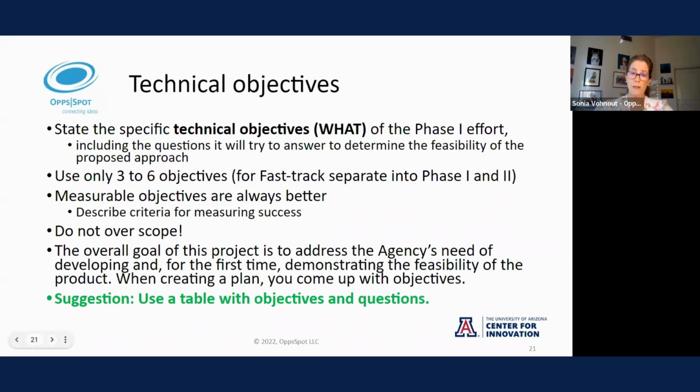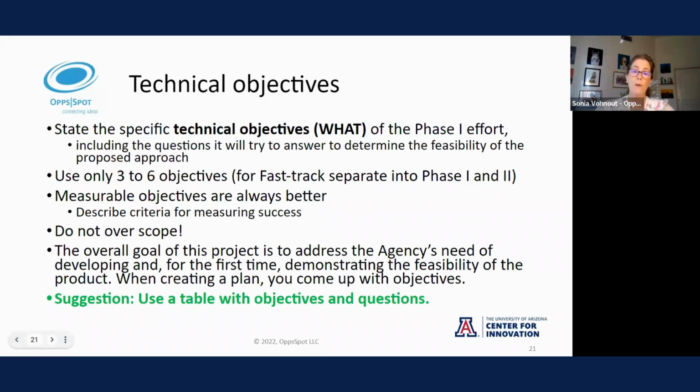And for the fast track, if you read the FOA, you're going to be having to separate objectives by which ones apply to phase 1 and which ones apply to phase 2. Make them measurable and describe how you're going to measure that success for each of these objectives. Well, you're going to describe how you're going to measure the success in the approach later. But if you make them measurable, you're going to be able to do it in the next section. Do not overscope, because otherwise you're never going to be able to convince reviewers that you could do this in under 12 months and within your budget.